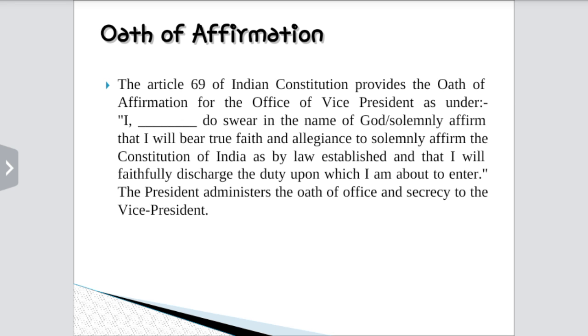Oath or affirmation. Article 69 of the Indian Constitution deals with the oath, and it says that he will bear true faith and allegiance to the Constitution of India as by law established, and that he will faithfully discharge the duty upon which he is about to enter. The President administers the oath of office and secrecy to the Vice President.